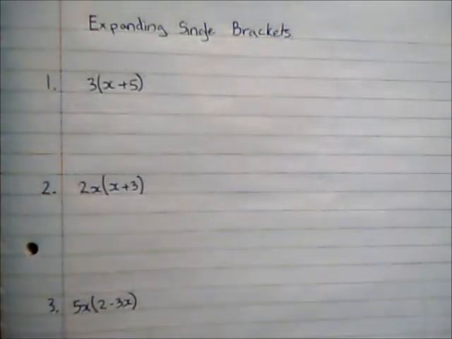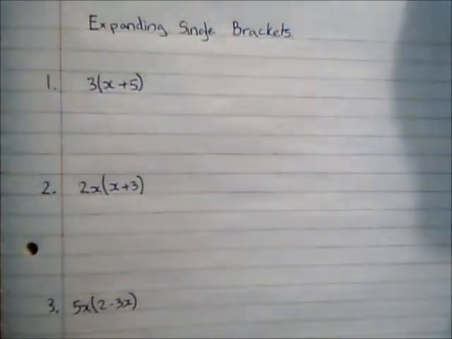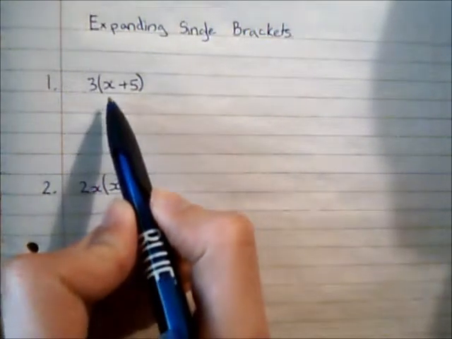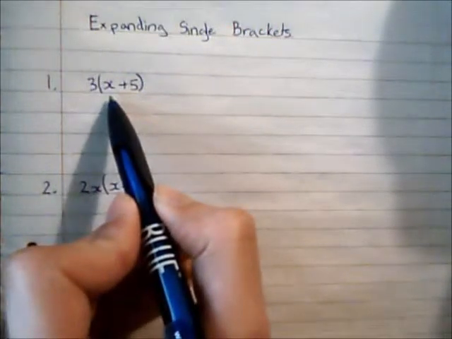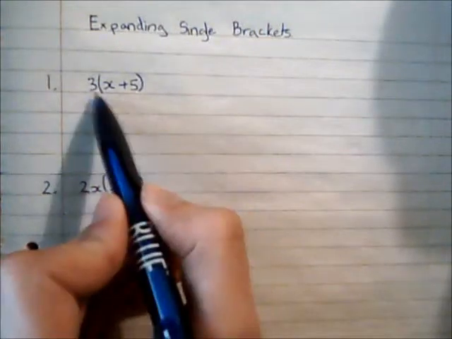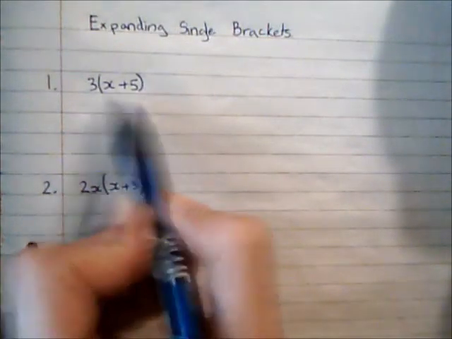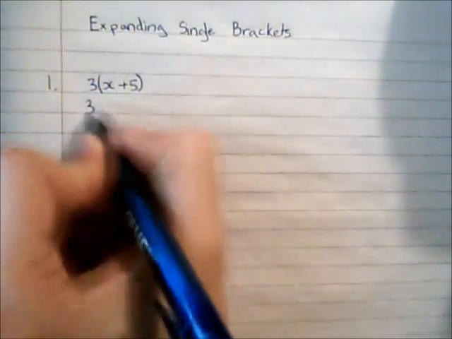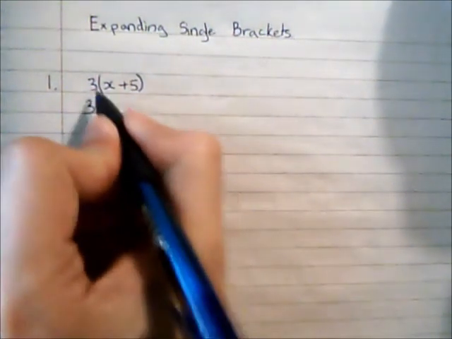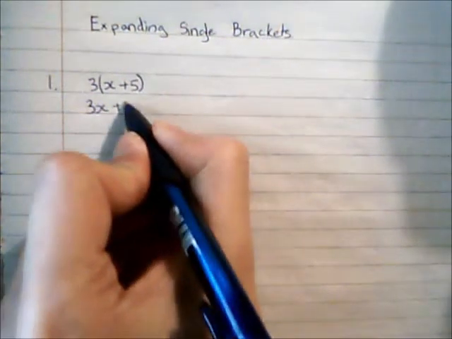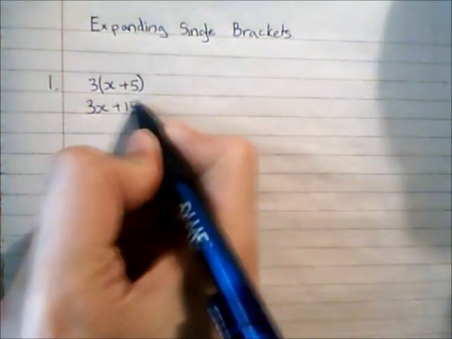In this video we're going to look at how to expand single brackets. So this first example, we have 3 multiplied by the expression x plus 5. So I have 3 lots of what's inside this bracket. So I have 3 lots of the x, which is 3x. I also have 3 lots of the 5, so I've ended up with 3x plus 3 lots of 5, which is 15.